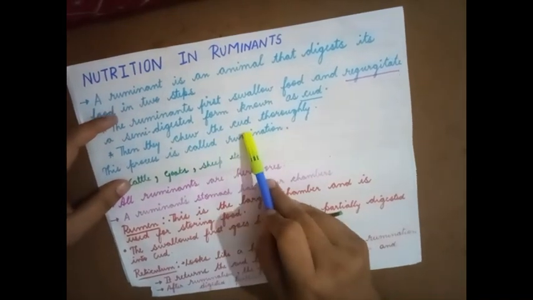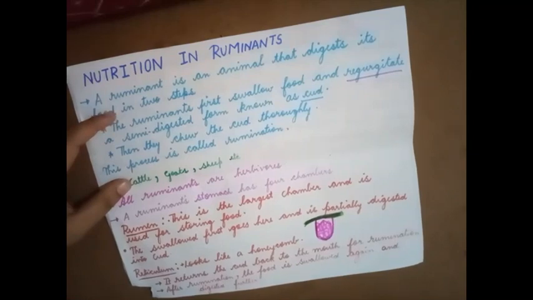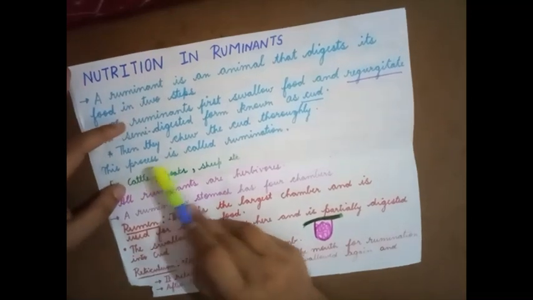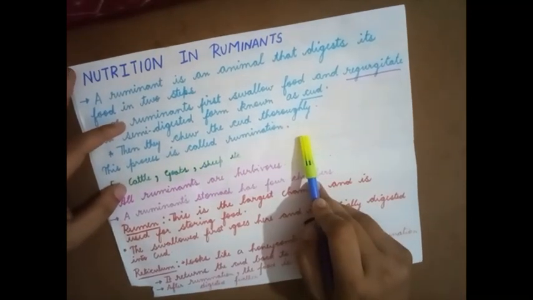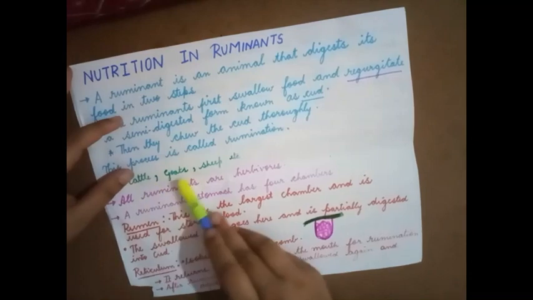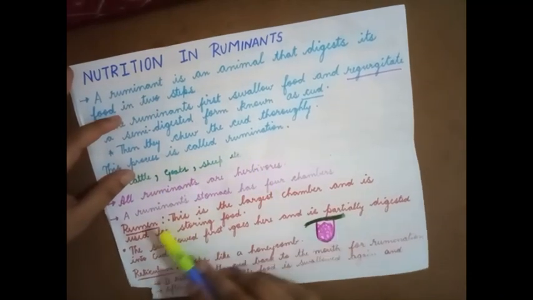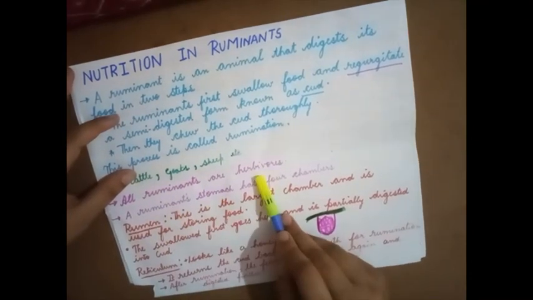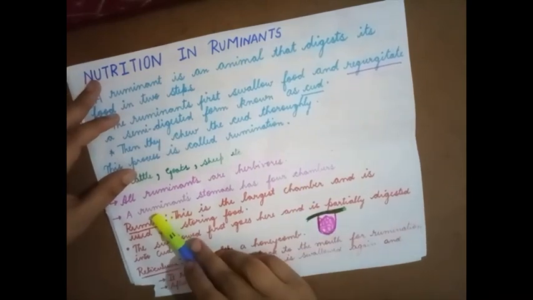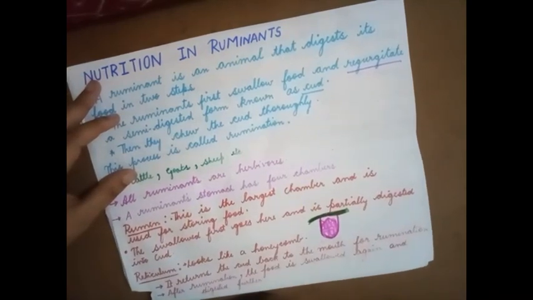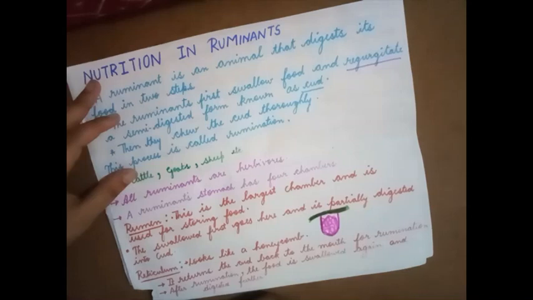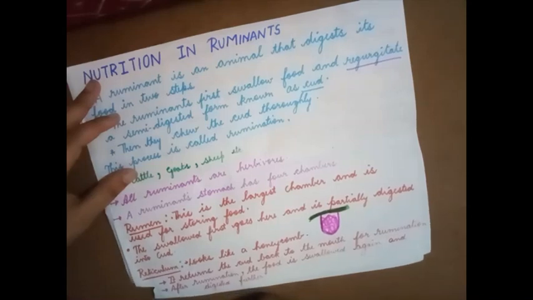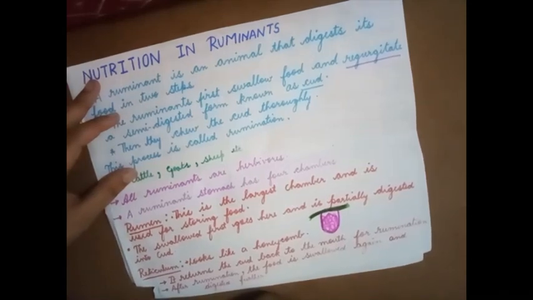Then they chew the cud thoroughly. In the mouth, once they regurgitate the food, they once again chew the cud. This process is called rumination. Example, cattle, goats, sheep, etc. All ruminants are herbivores. A ruminant stomach has 4 chambers. In human beings, the stomach is only one chambered, whereas in ruminants it is 4 chambered.